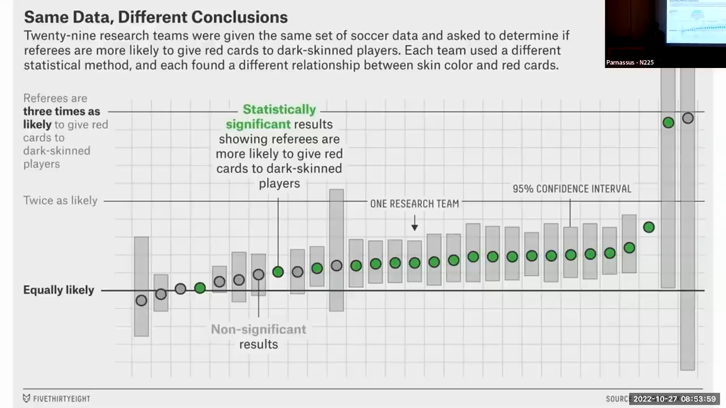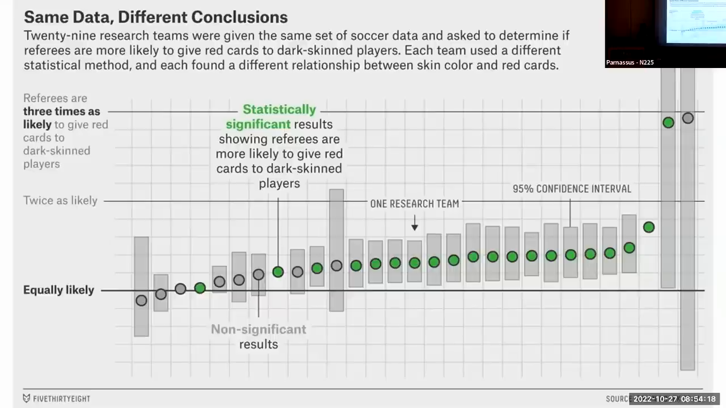This is the exact same Excel spreadsheet, exact same spreadsheet. And he asks them, and these aren't just amateur teams. These are 22 seasoned statistical teams. Here's what they find. A bunch of them, the ones that are black, they're like, no difference. There's no difference in outcome.